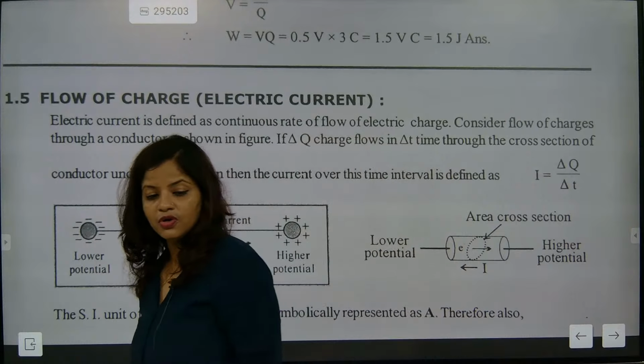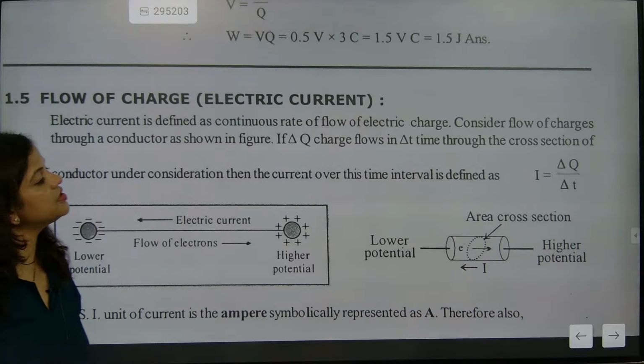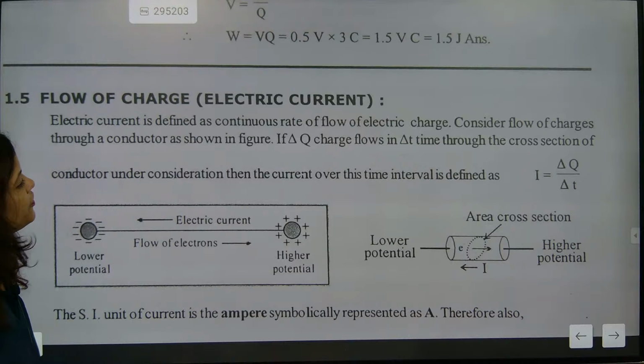Come on, go for it. Note down first. It is defined as the continuous rate of flow of electric charges; that is the definition of electric current.